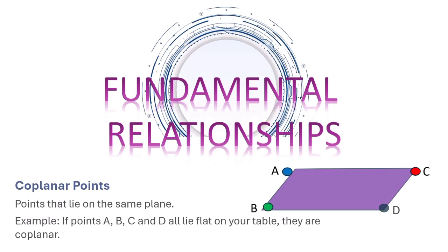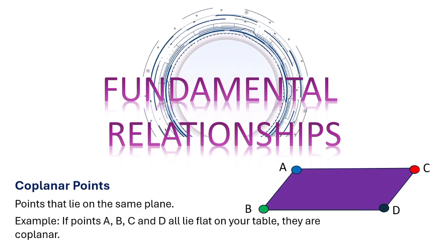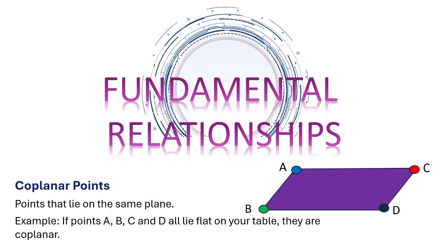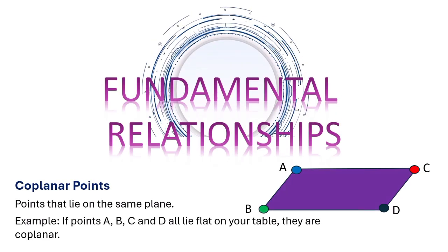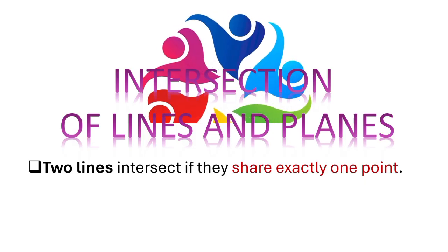Next is coplanar points. These are points that lie on the same plane. For example, points A, B, C, and D all lie on the flat surface on top of your table, so they are coplanar. Points that lie on the same plane are coplanar, and points that lie on the same line are collinear.